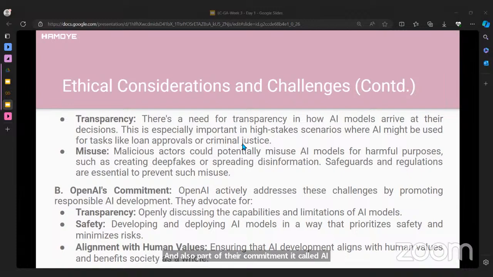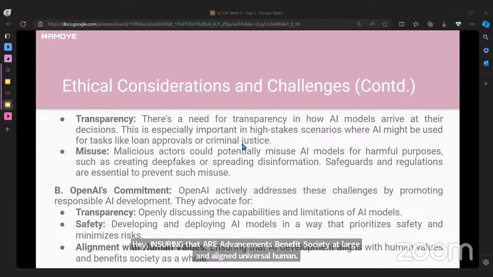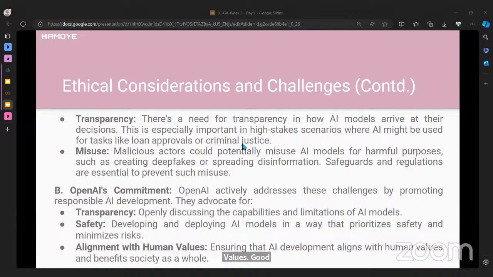Safety, prioritizing the development and deployment of AI technologies in a manner that safeguards users and minimizes risks. So they also consider the safety of their users and make sure that everyone is being considered. Then alignment with human values, ensuring that AI advancements benefit society at large and align with universal human values. So these are like their three key points of where they are committed to ethical AI.